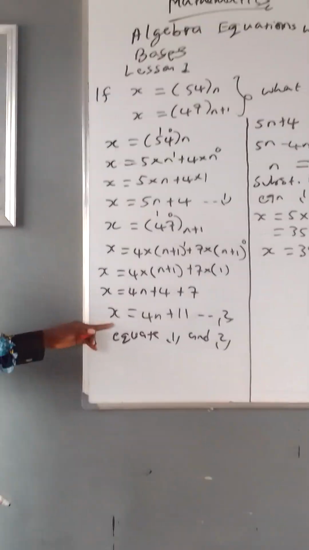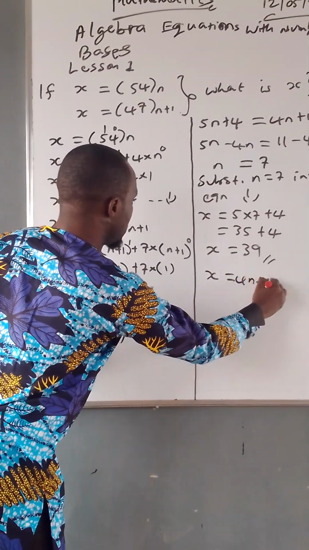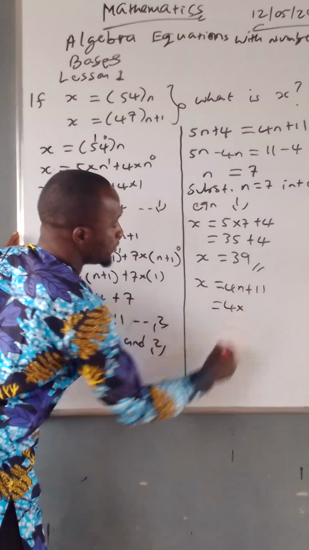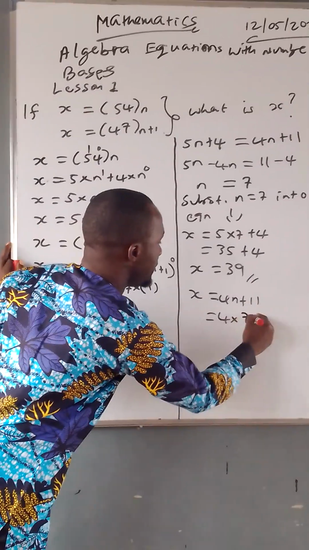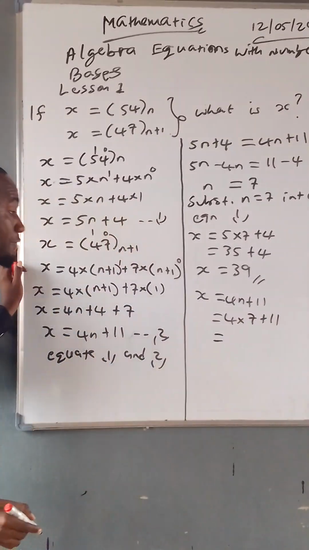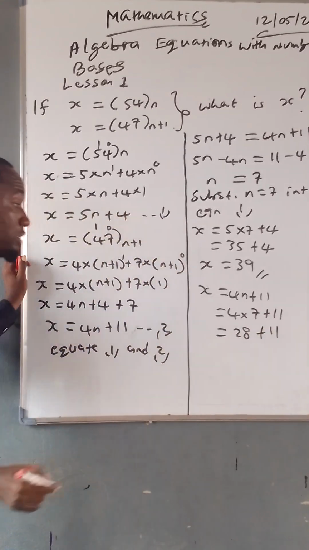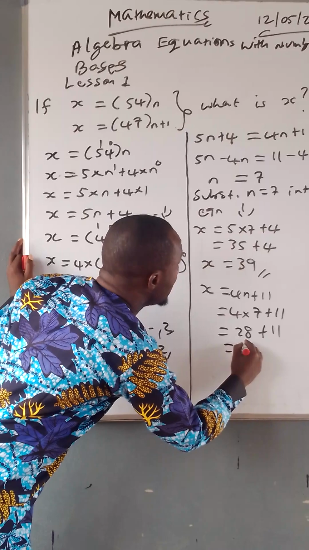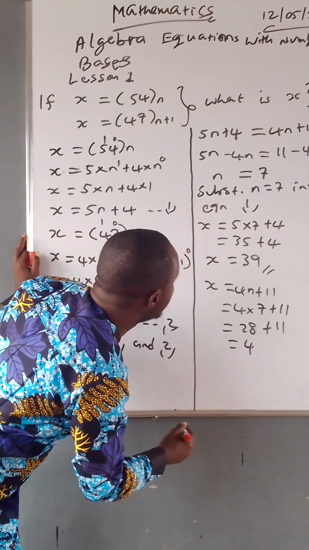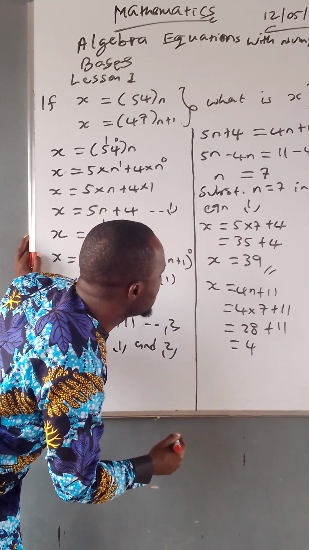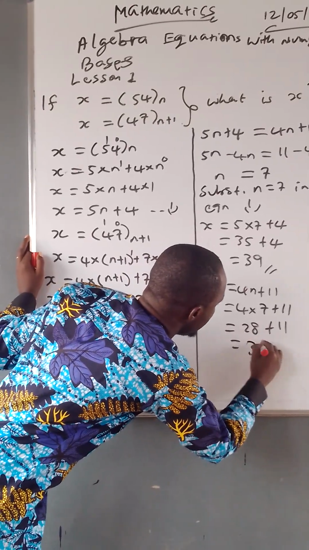You can also try that in equation 2. For equation 2, x is equal to 4n plus 11. That becomes 4 times n, and n is equal to 7, then plus 11. 4 times 7 equals 28, plus 11 equals 39. Okay, it gives us 39.